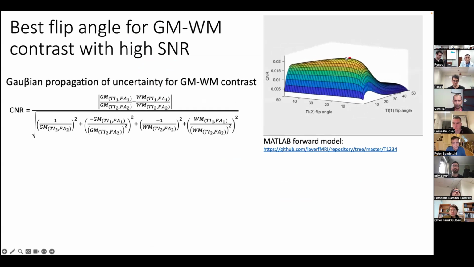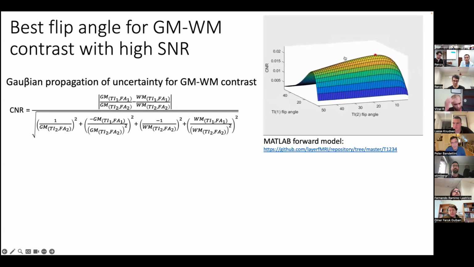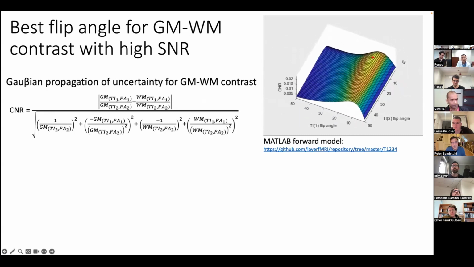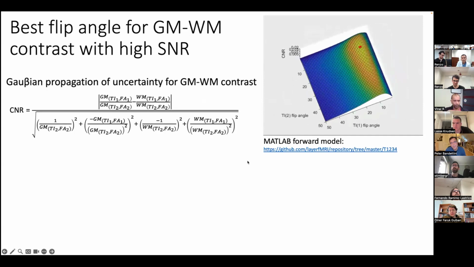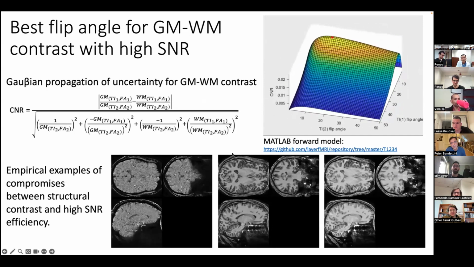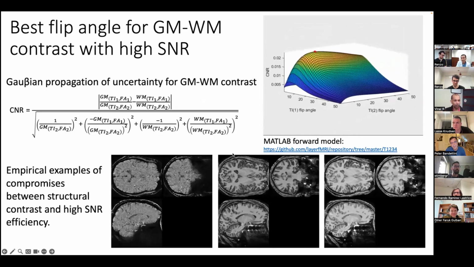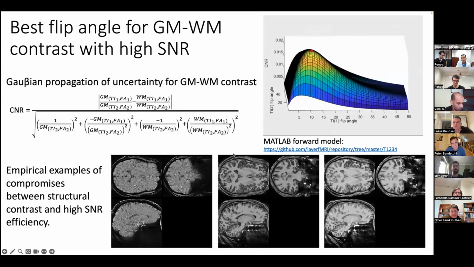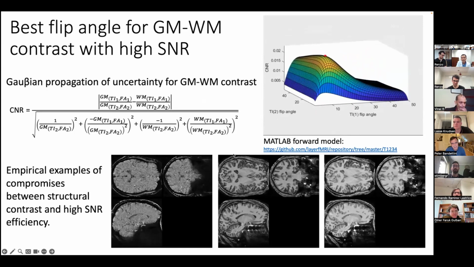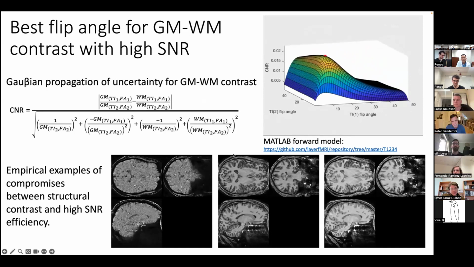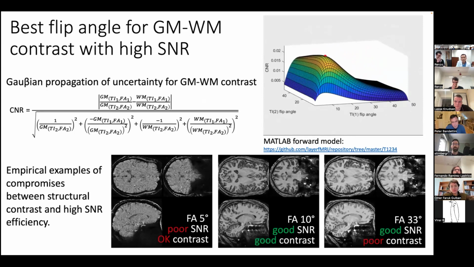Here, the red dot on the top represents the maximum on this 3D surface. This parameter search is exemplified here. We can get good SNR at no contrast, or no SNR, this one here, with mediocre contrast. With the right flip angles, we are hitting the sweet spot.